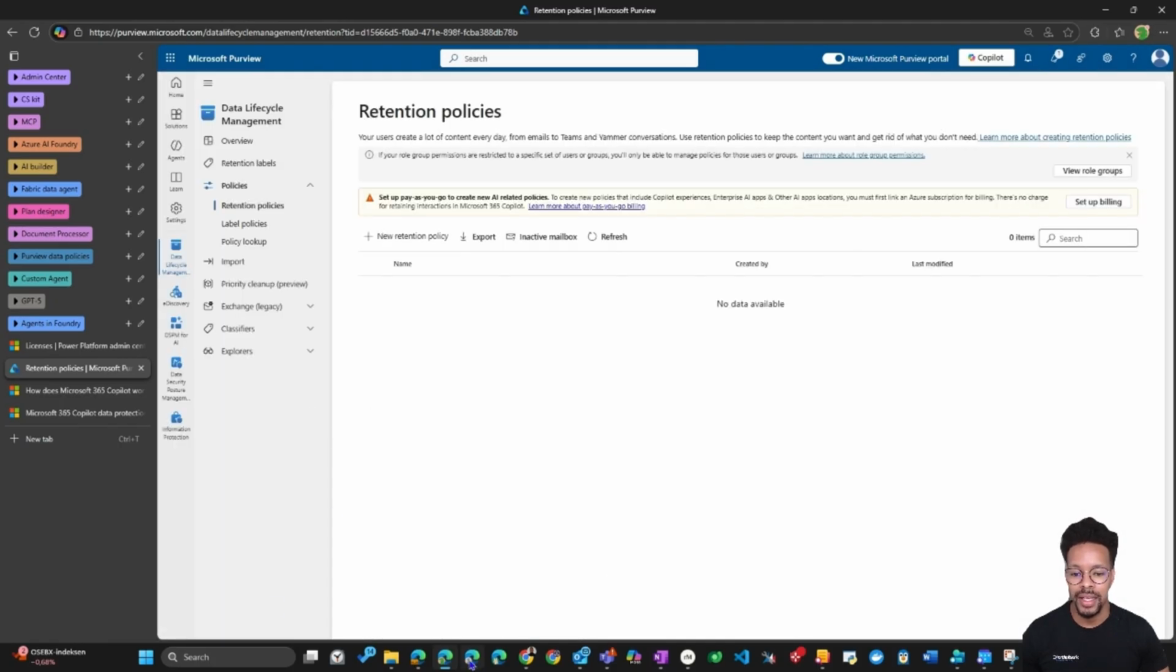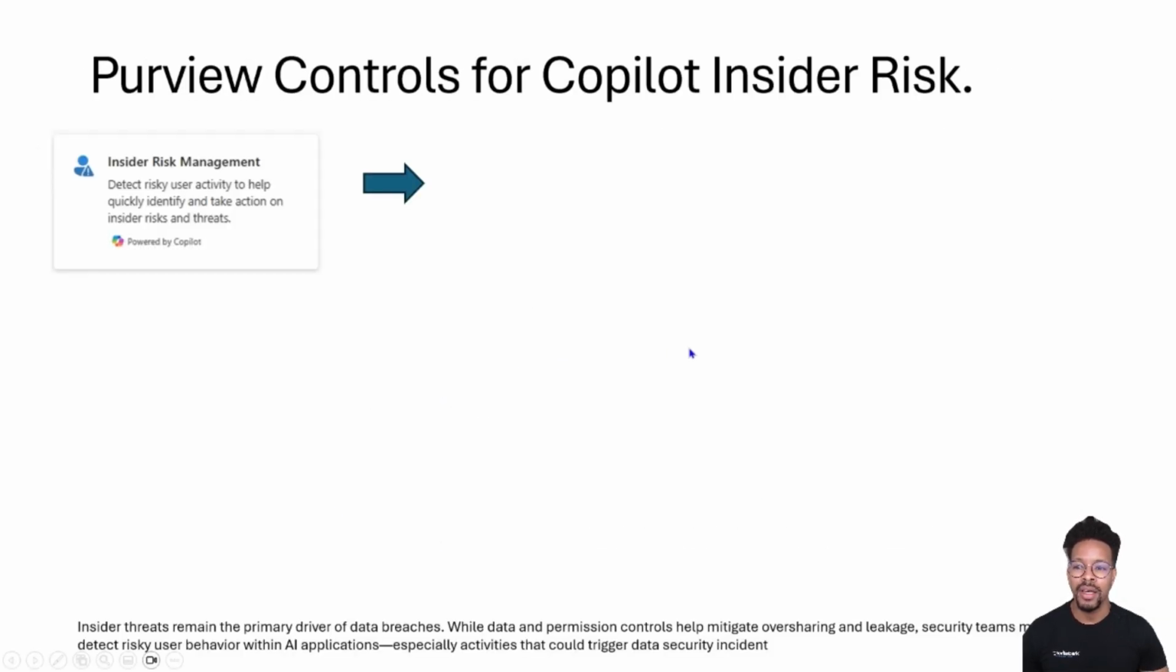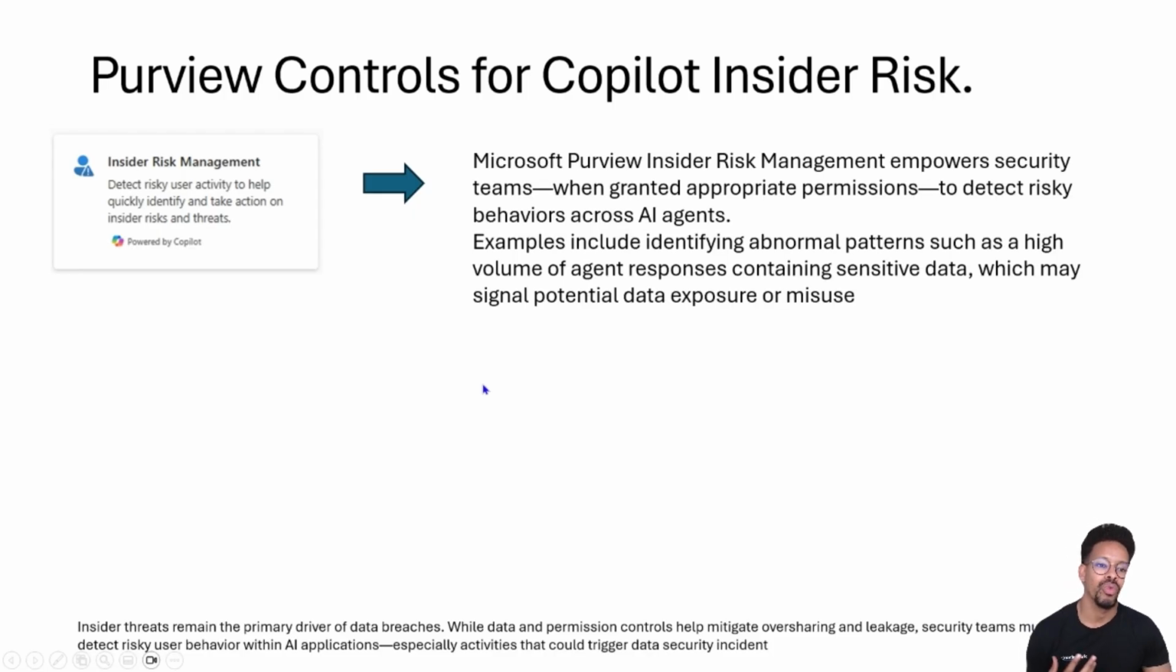Yes, cancel this. Let's go back to insider risk management. Of course, insider threats remain the primary driver of data breaches, and you can mitigate this by putting in a lot of data boundaries and sensitivity labels. But again, it comes back to the people who are using it, and how you monitor this, and what flags you set up, what gets flagged for monitoring. This is something you can set up in here.